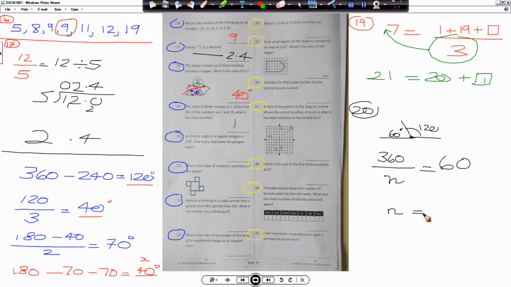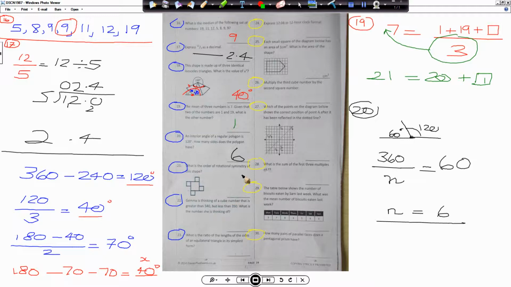We divide it by 6. 360 divided by 10 is 36. Okay. 360 divided by 6 is 60. Just think of it as 36 divided by 6 is 6. Then add the extra zeros on there. So that's number 20. So how many sides does the polygon have? The polygon has 6 sides.